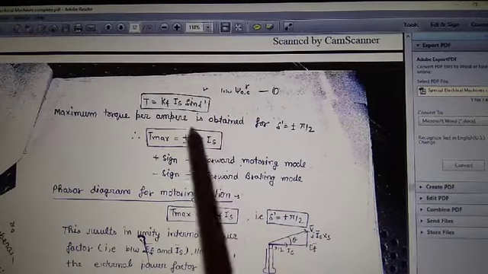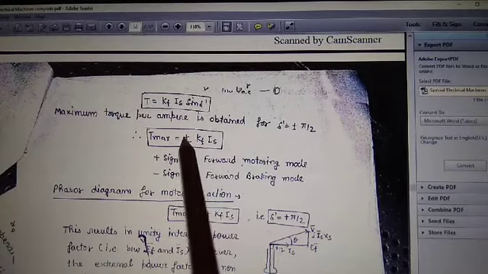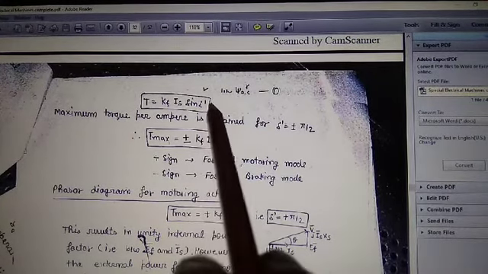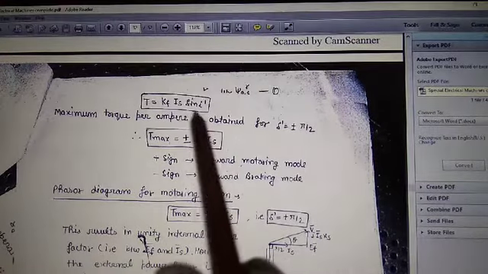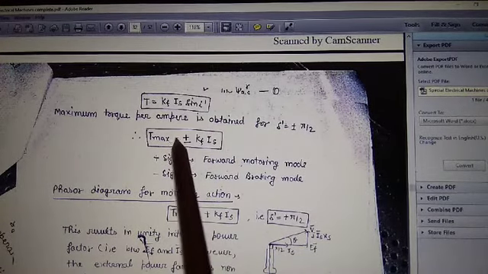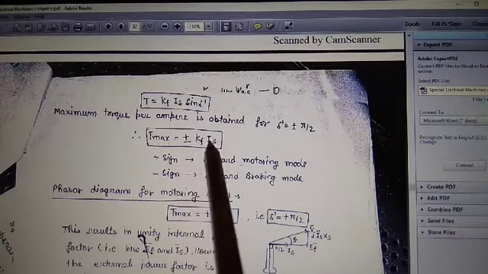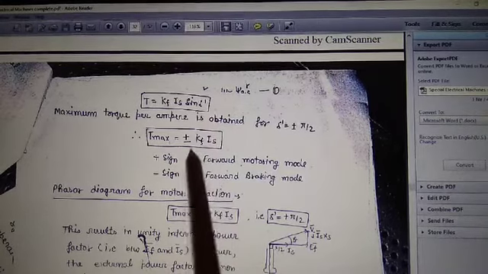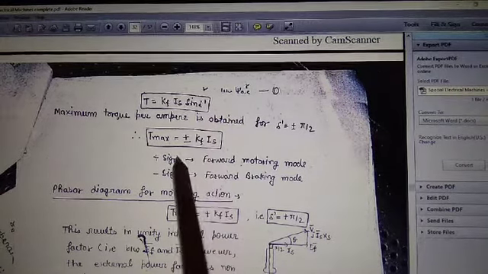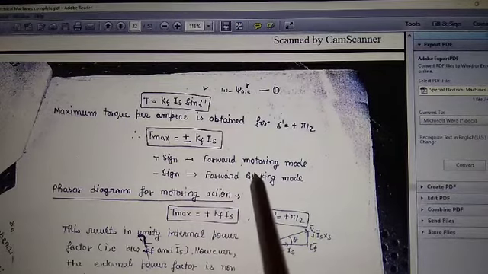If we want to find the maximum torque per ampere, we put the value of sin delta at its maximum value, that is plus minus pi by 2. T max equal to plus minus K_F I_S, since we put the value of sin delta prime as 1 and minus 1, so plus minus K_F into I_S. Positive sign is for forward motoring mode and negative sign means forward braking mode.